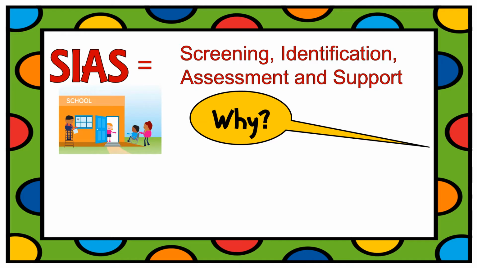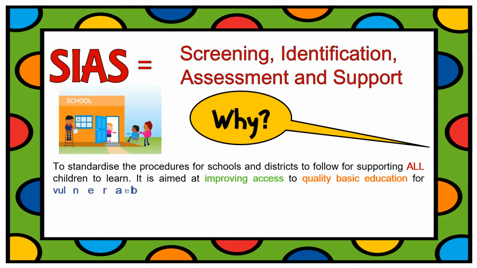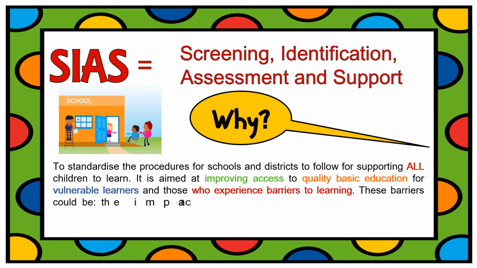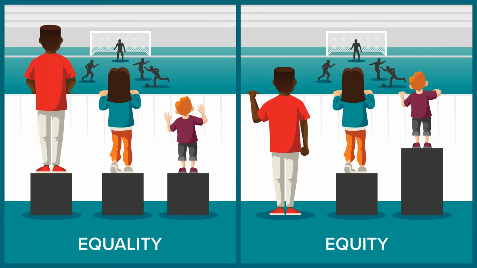Now, you might be asking why the SIAS policy was drafted and implemented. Well, the function of a SIAS policy is to standardize the procedures for schools and districts to follow for supporting all children to learn. It is aimed at improving access to quality basic education for vulnerable learners and those who experience barriers to learning. These barriers could be the impact of poverty, language, inflexible curriculum implementation, discriminatory attitudes, disability, and others. The SIAS policy and process is based upon equity.